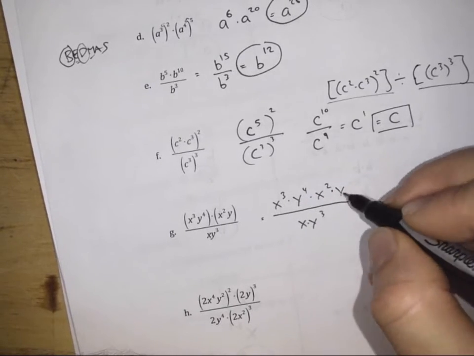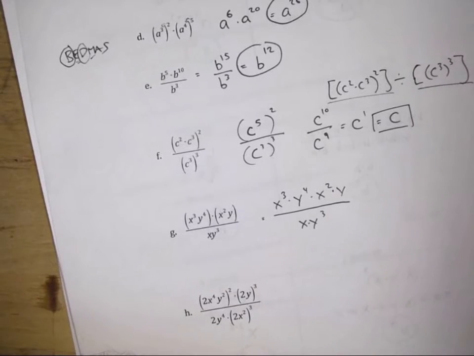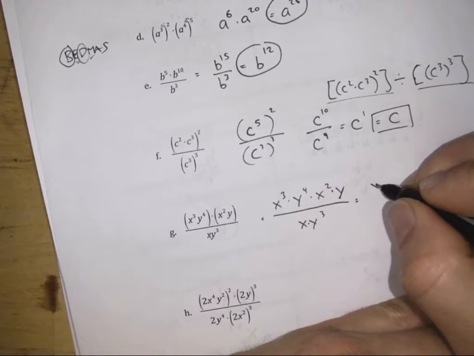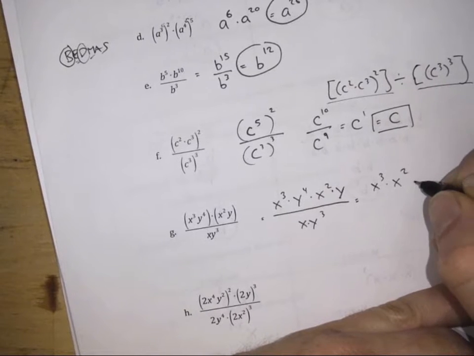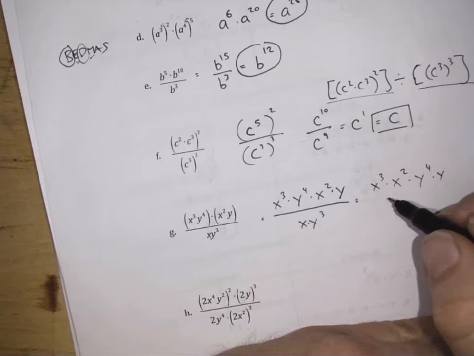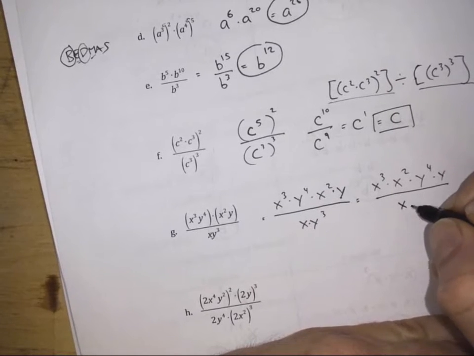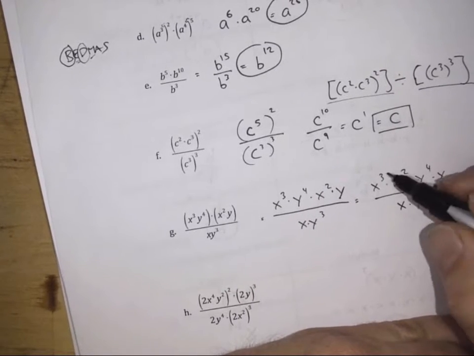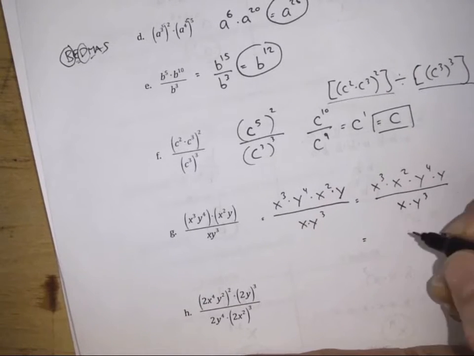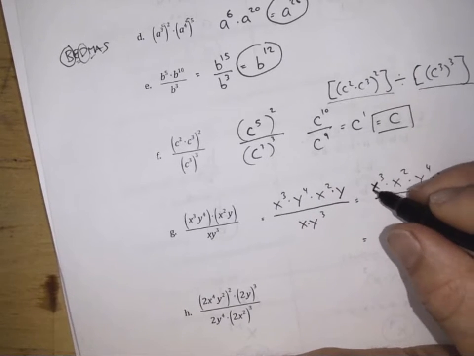And I can change the order things are multiplied because it doesn't matter what order we multiply things in. So I could say that is x cubed times x squared times y to the power 4 times y, and it's all over x times y cubed. Now you may find you don't need to do this to think about this problem, and that's fine. This is just another way to think about it if you're having trouble with it.